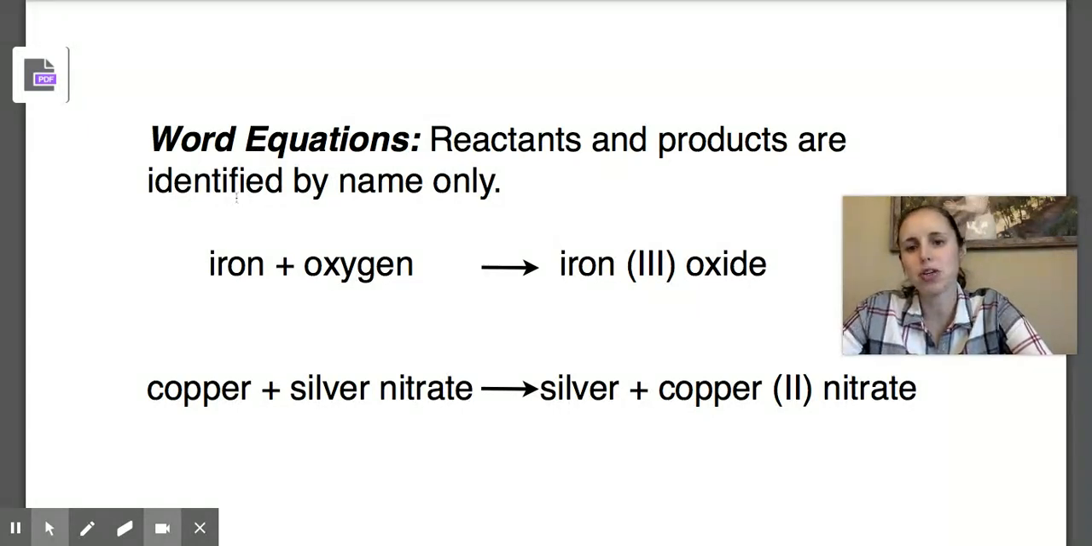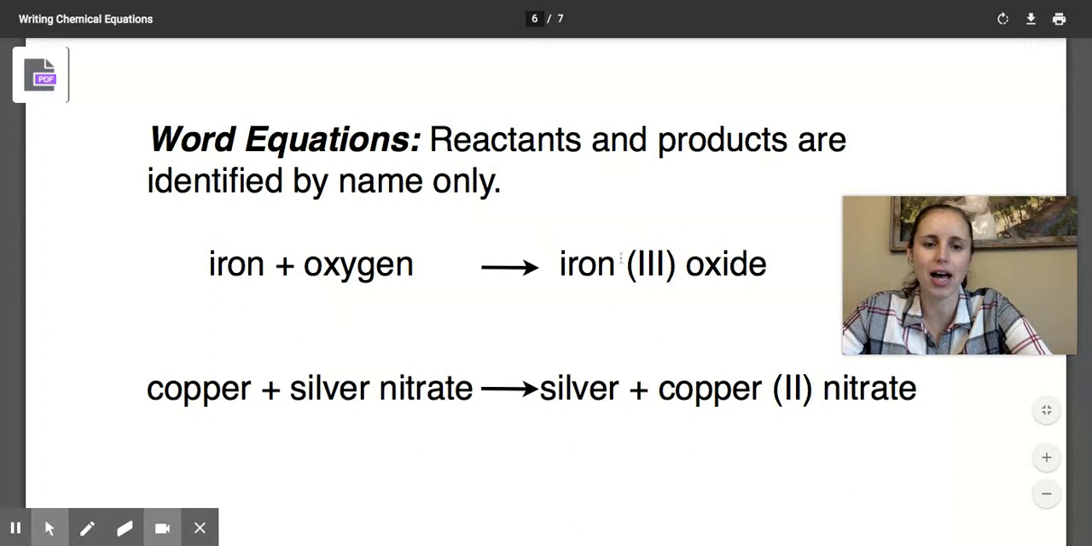For example, you're going to tell me that iron and oxygen is combining with iron 3 oxide. The nice thing here is that you don't necessarily have to know what the chemical symbol for iron is. There's no numbers involved, and it's much easier to say, right? Iron plus oxygen equals iron 3 oxide. Another example, copper plus silver is going to yield silver and copper 2 nitrate.